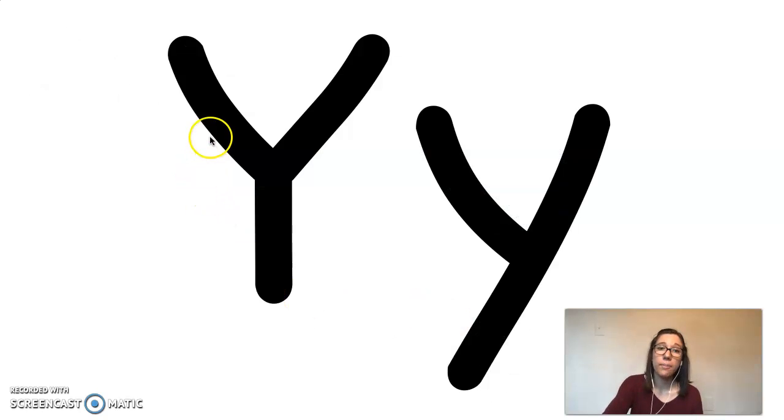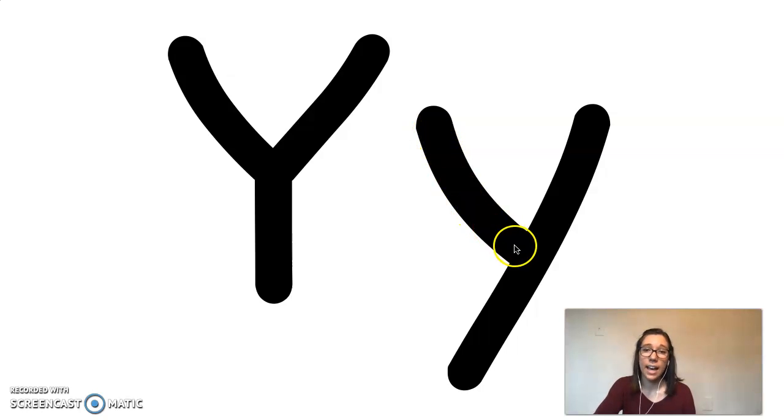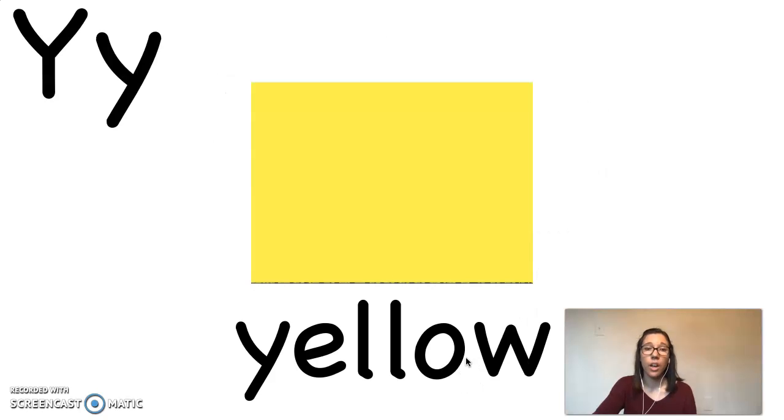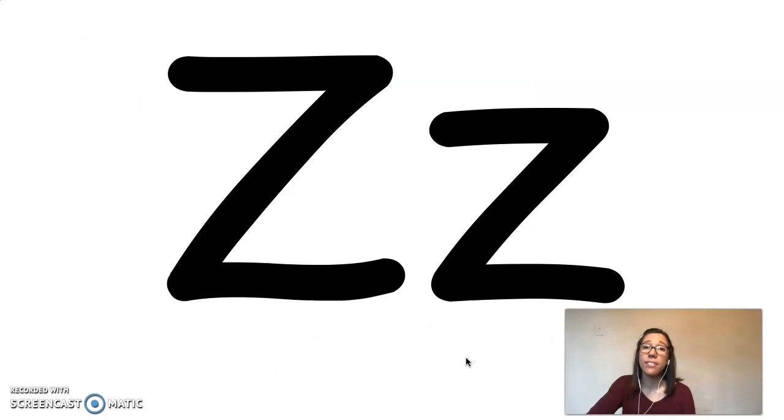Next we have Y. Capital Y is formed by two diagonal lines meeting in the middle with a short line coming down from the bottom. Lowercase y is formed by a diagonal line coming down and a longer diagonal line meeting it. Y says y, as in yellow. Y is yellow. Lastly, we have Z.